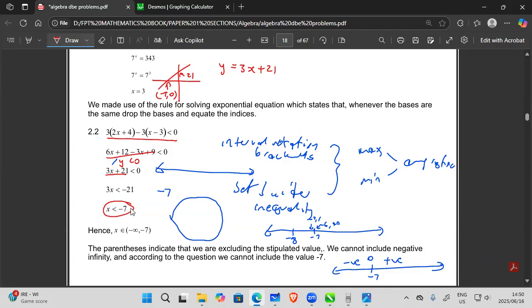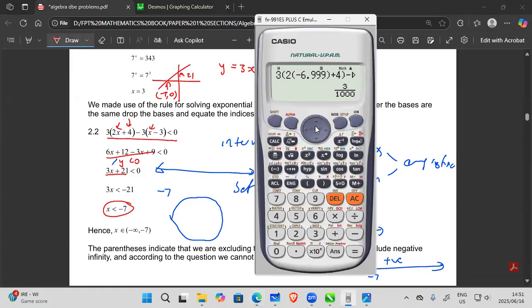And so what we're saying is, if I input any value less than -7 into this here, and here, and here, I am certain that I will get a negative value. But if I input a value that is slightly bigger than -7, then I'll get a positive value, right? So yeah, and then I proved it to them. I proved it here. So I inputted a value that is slightly bigger than -7.